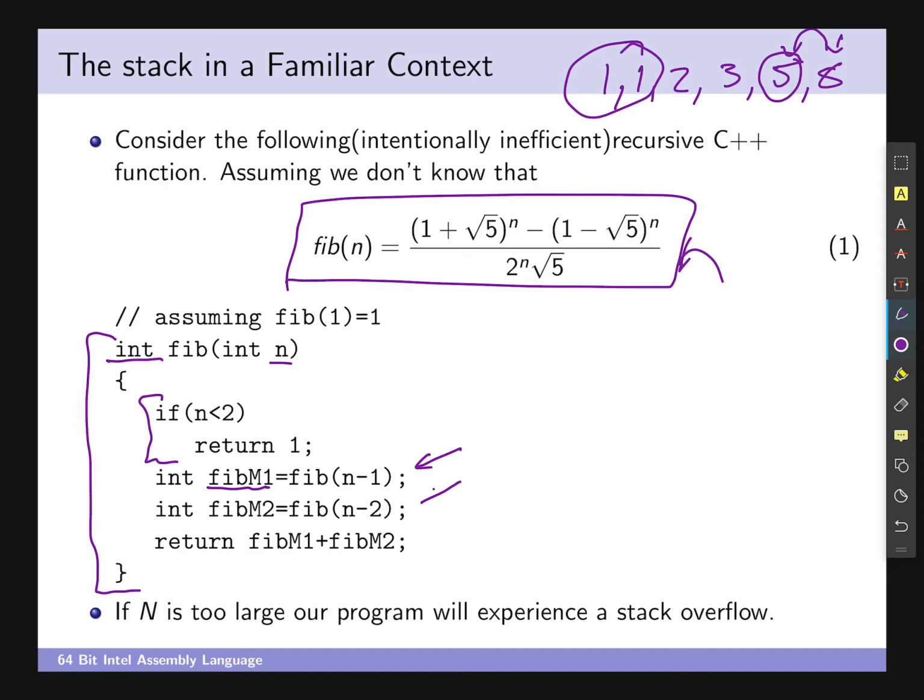And then I'm going to calculate fib n minus 2 and set this variable fib m2 to be that value. Now, obviously, you're all familiar with this example, so that's really not too much of a concern. Then we're going to return the sum of the two. Okay, so straightforward example. But even though this is a really simple program, it's very easy to actually cause your program to crash if you have a value for n that is too large.